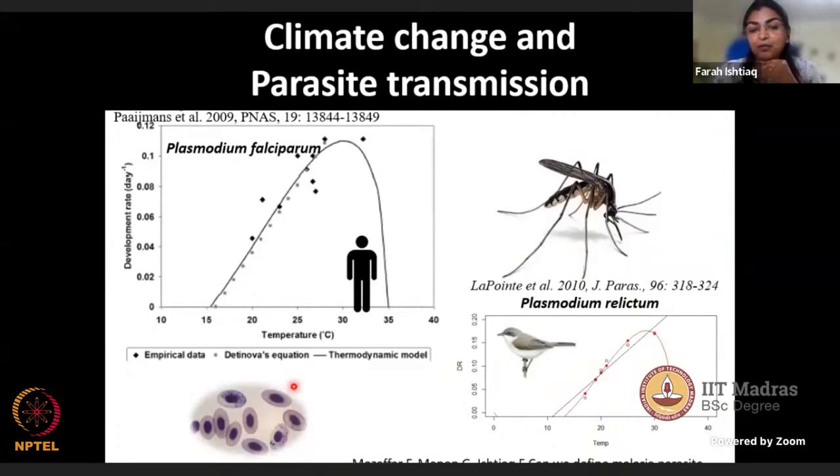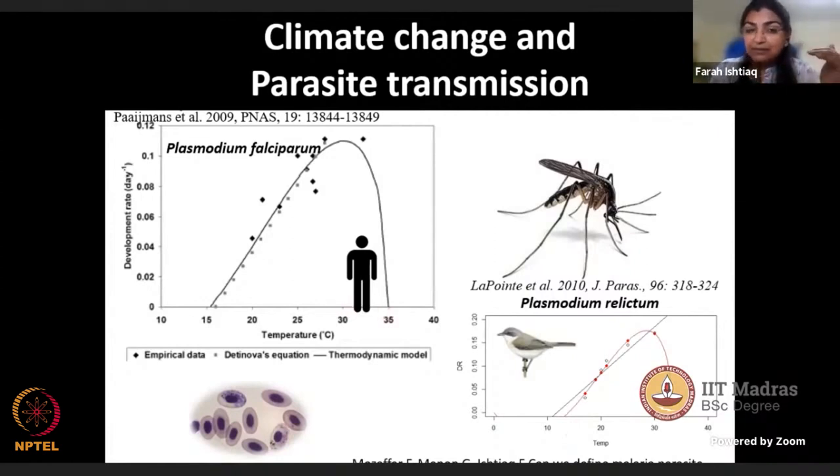So what I'm showing you here is that the parasite cycle, whether for human malaria parasites or avian malaria parasites, is very heavily dependent on temperature. There has to be a threshold of temperature below which or above which parasite transmission or development will not take place. So if you take the temperature of certain areas or habitats over a period of time, you can predict what parasite can be there, given that all the conditions are right and you have the right host species or vector species present in that environment.